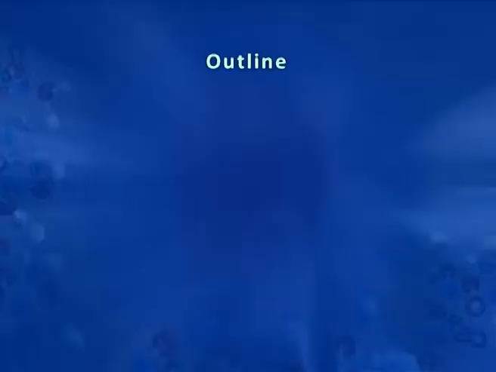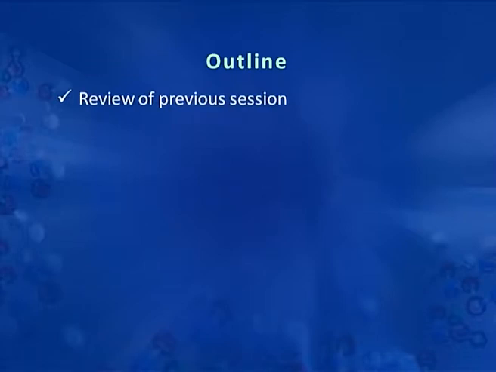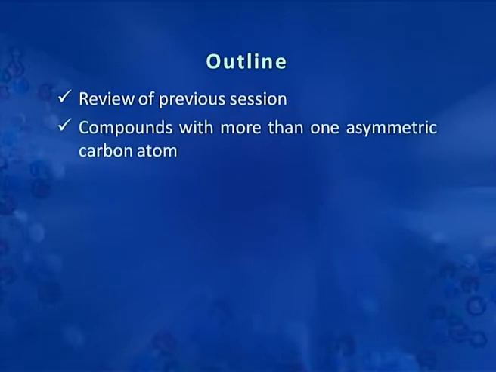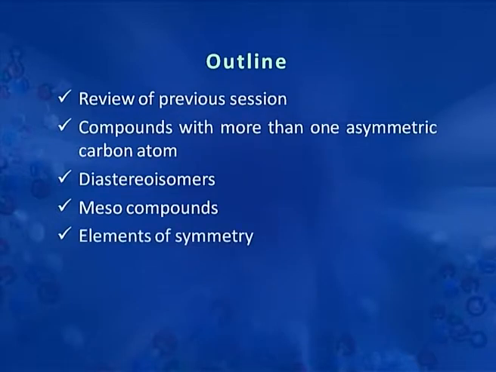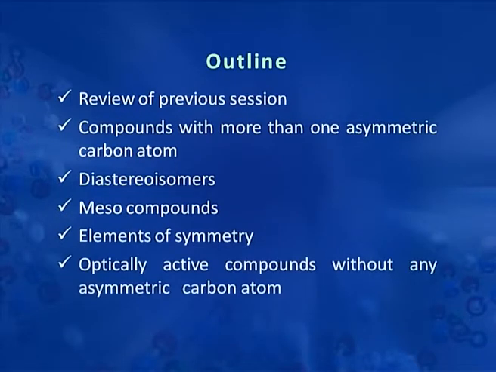In today's session, first we will discuss what we have done in our last session. Then we take up the compounds which contain more than one asymmetric carbon atom. We will discuss how many stereoisomers are possible in such compounds. Then we will talk about diastereoisomers and meso compounds. After that, we will talk about elements of symmetry. Then we will take up some compounds which are optically active and do not contain any asymmetric carbon atom. Finally, we will summarize today's work.